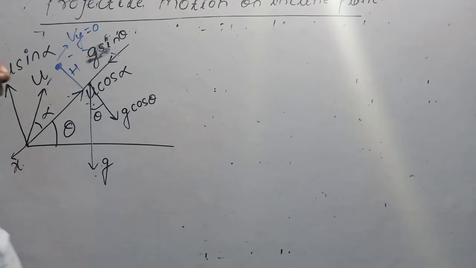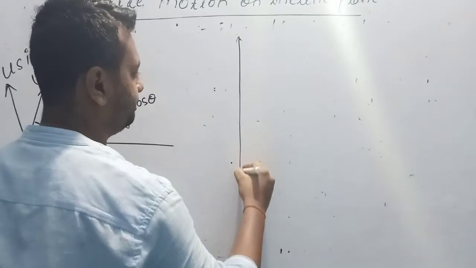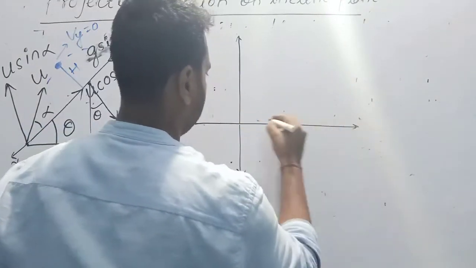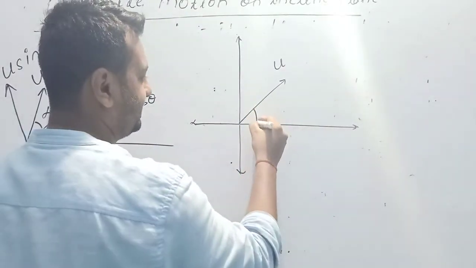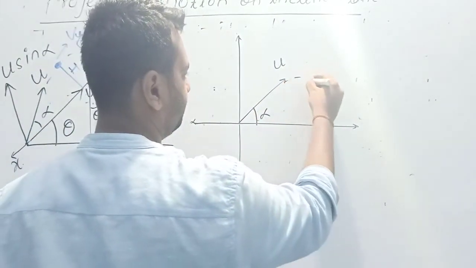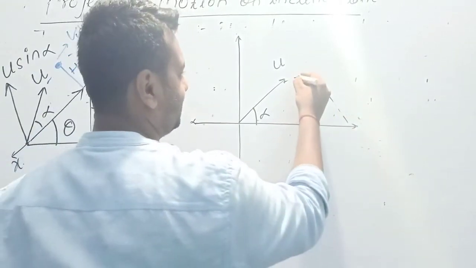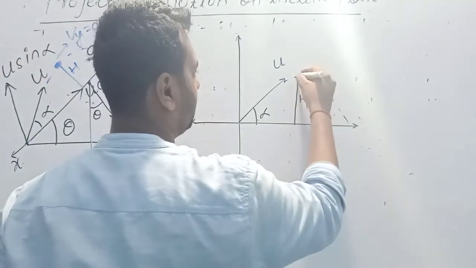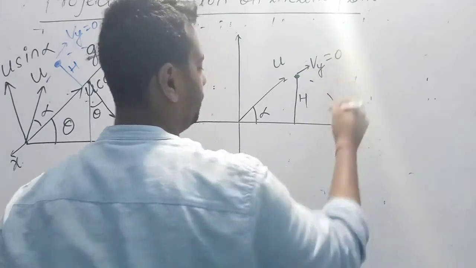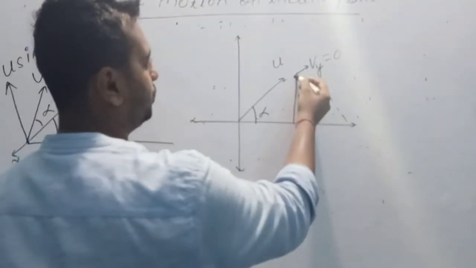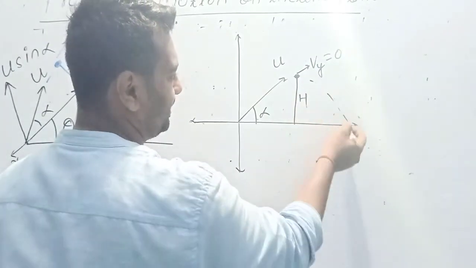Okay, this diagram I can simply make here. If this projectile is projected with some initial velocity u making some angle alpha, this is the maximum height that we have to calculate. At this height the y component of final velocity will be 0, because further it is not doing any motion in the y direction. It will again start falling down from maximum height to the ground.